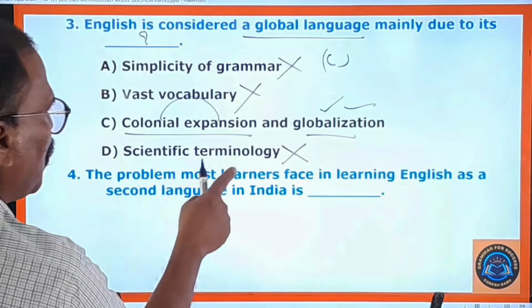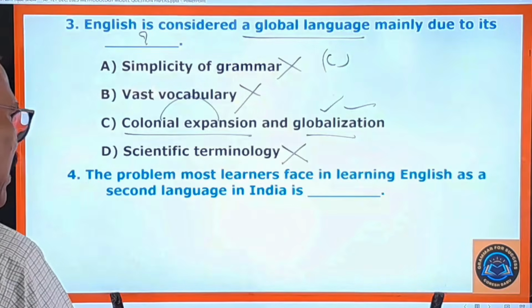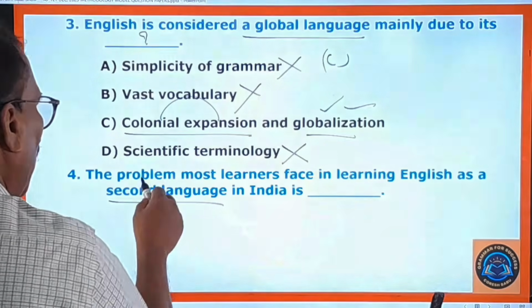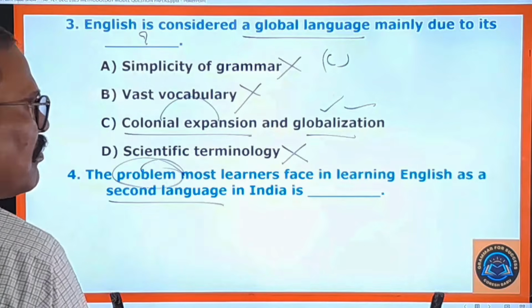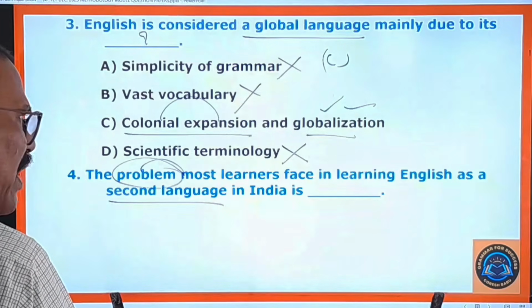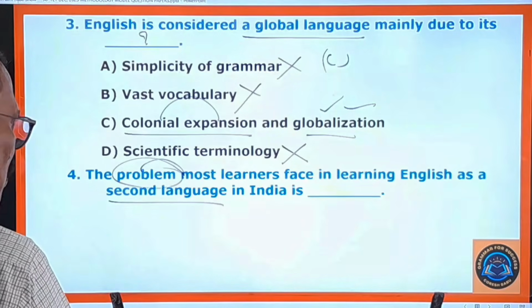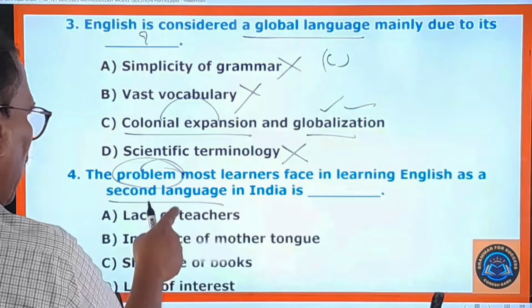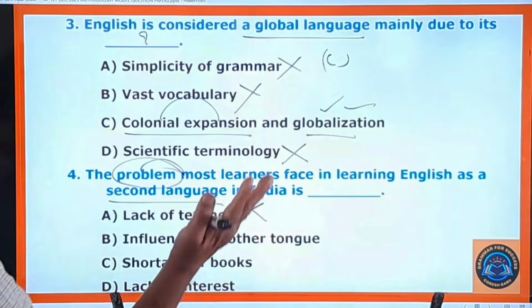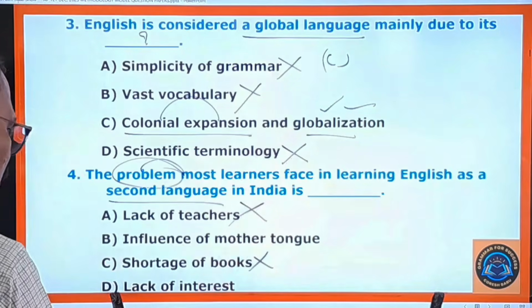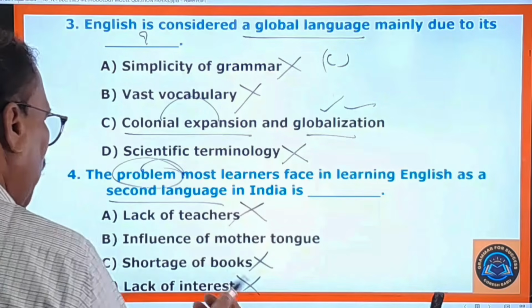And you go to the fourth question. The problem most learners face in learning English as a second language in India is what? What is the problem most learners face in India? Yes, in learning this second language, that is English. So what is that? Here you pay attention. Lack of teachers? No. We have plenty of teachers, no problem about that. Shortage of books? No. We have many books. Lack of interest? No. We have so much interest.